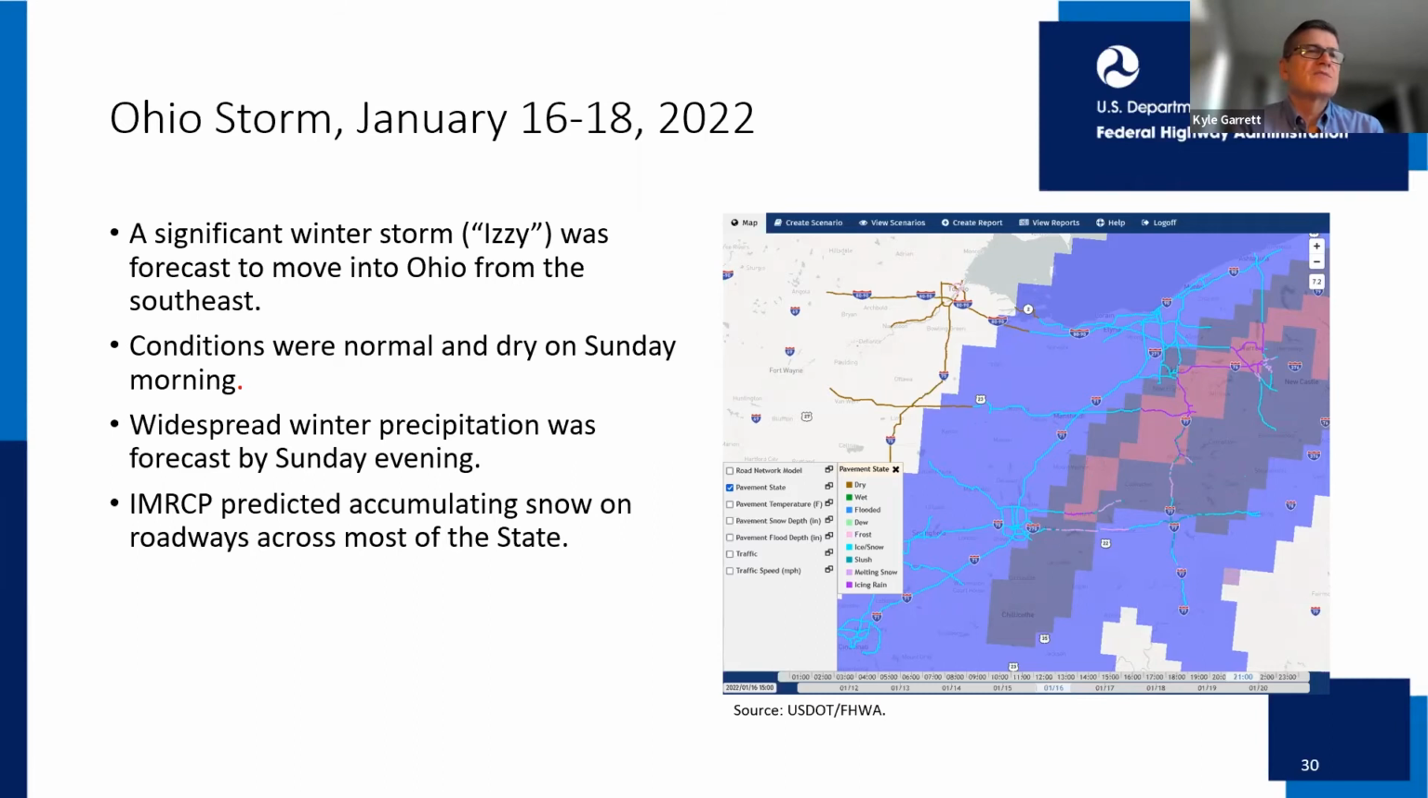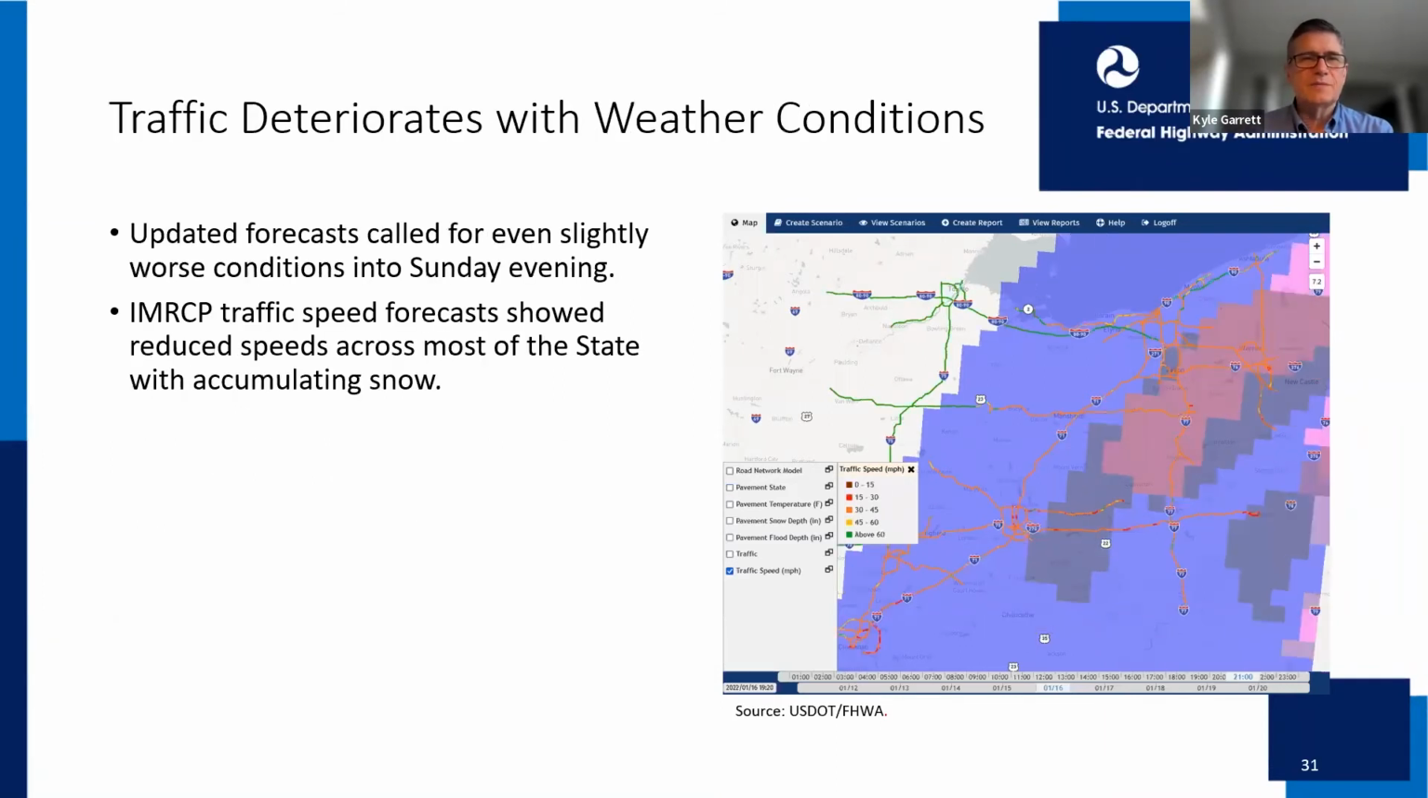IMRCP and its pavement condition forecasts were showing accumulations across most of Ohio. There were some slushy and icing conditions, especially across the middle and the eastern part of the state, up towards Akron. All right, next slide, please.